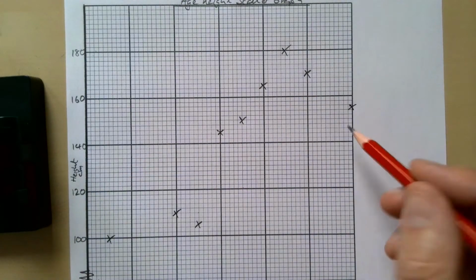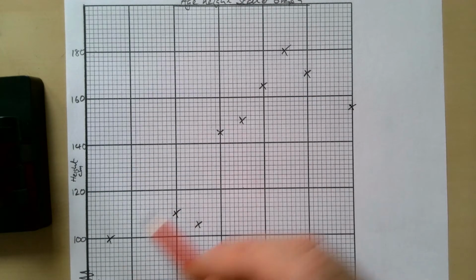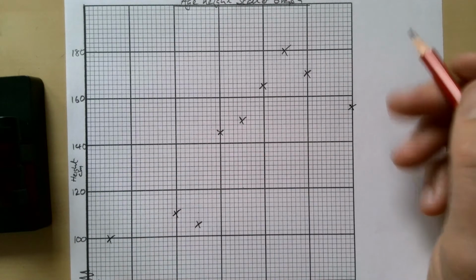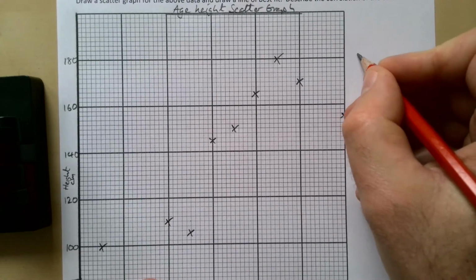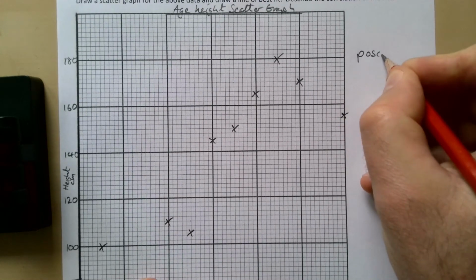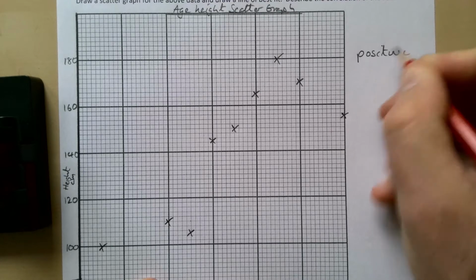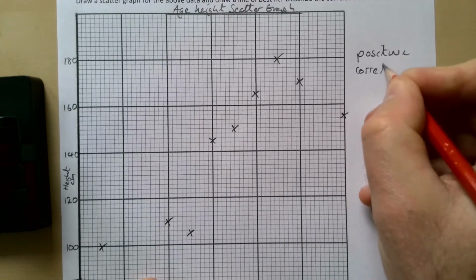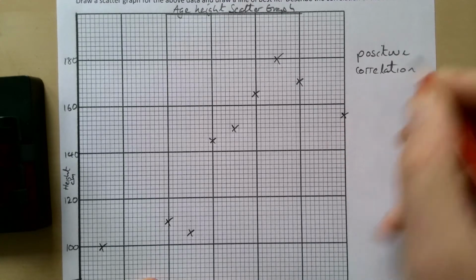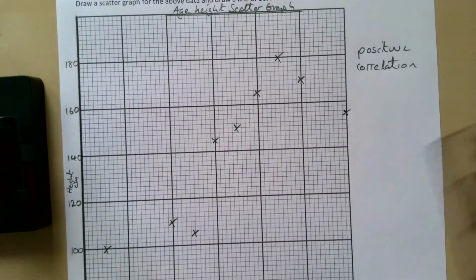There's the odd one, so this person who's 19 is a wee bit smaller, but that's okay. We're generally heading that way, so I think there is very much a positive correlation. If they were going the other way, whereas it's kind of up here and generally going that way, that would be called a negative correlation.